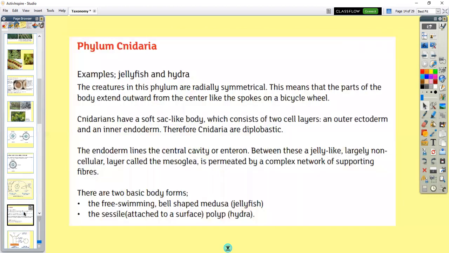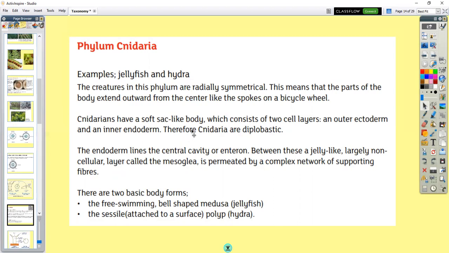Okay, first phylum is called Cnidaria, and again, they are sort of earlier in evolutionary terms. They are eukaryotic cells, and no cell wall, as we know with animal cells. And with these, you can see examples of jellyfish, Hydra, which we'll take a look at in a second. They have a soft sac-like body, which is filled with liquid.